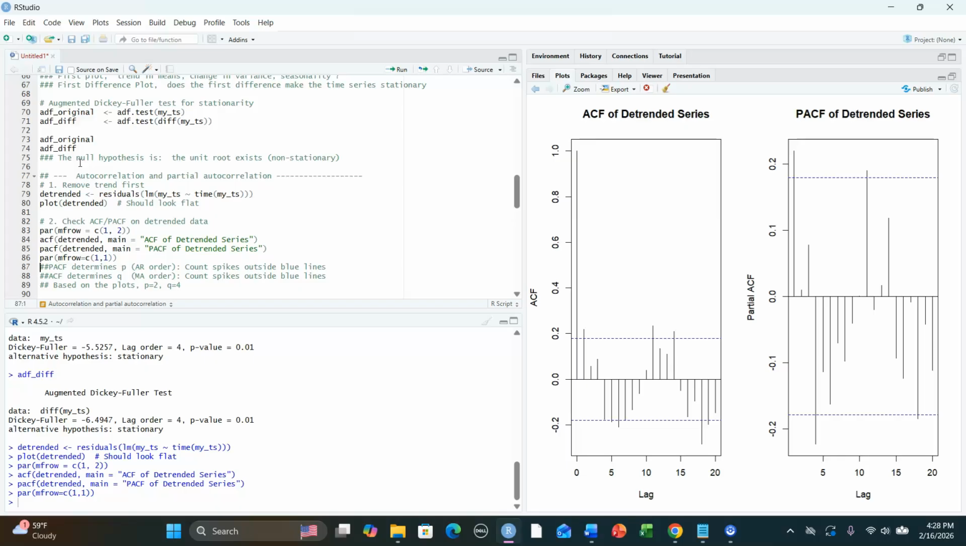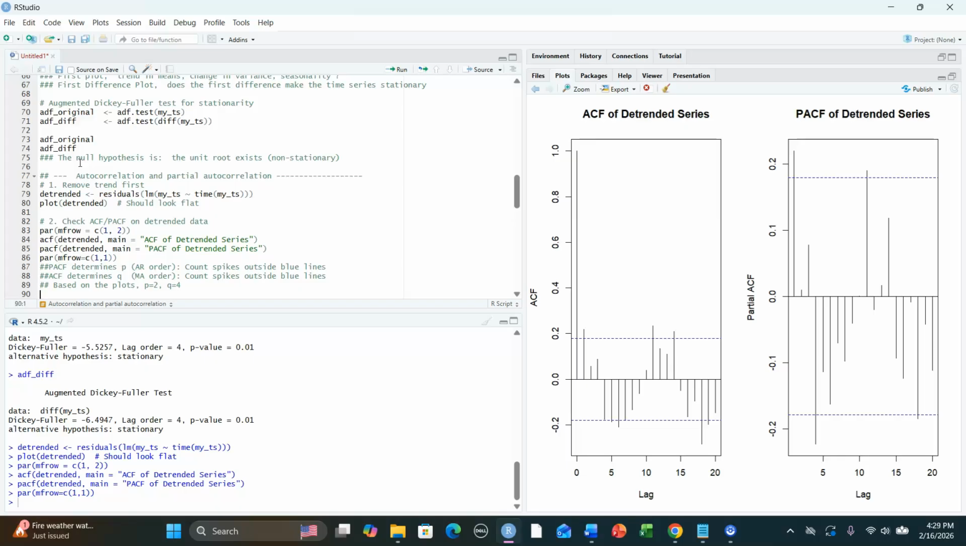Okay, so if you look at these two plots, the first, the ACF, there are 4 spikes across that blue line, and also 4 on the other side, across the blue line. So we can say Q equals 4. And then for the partial ACF, you can see each side has 2. So P equals 2.